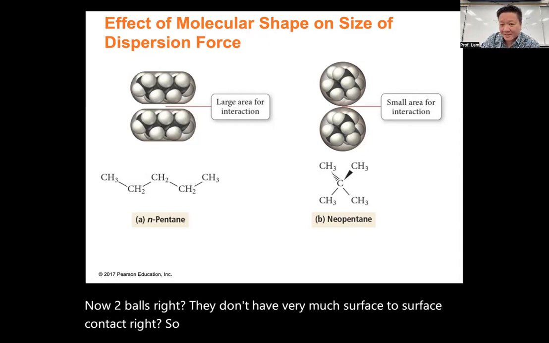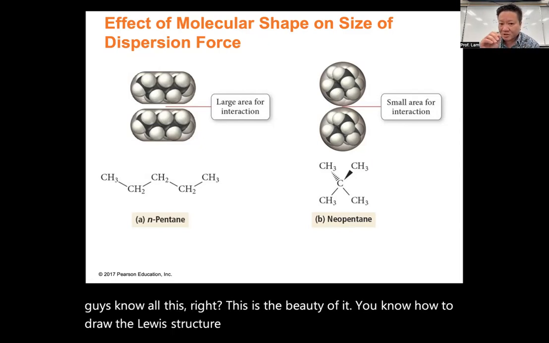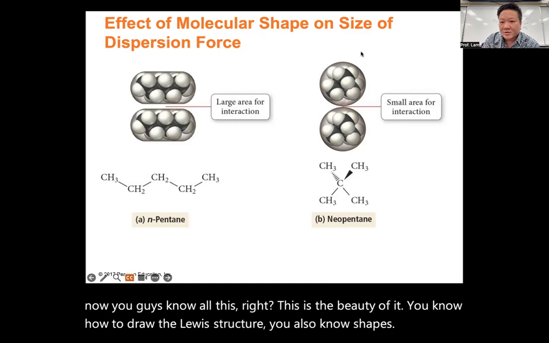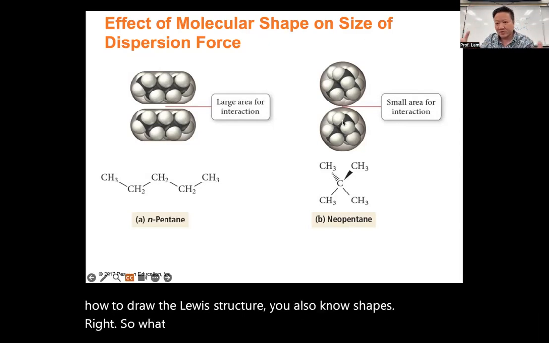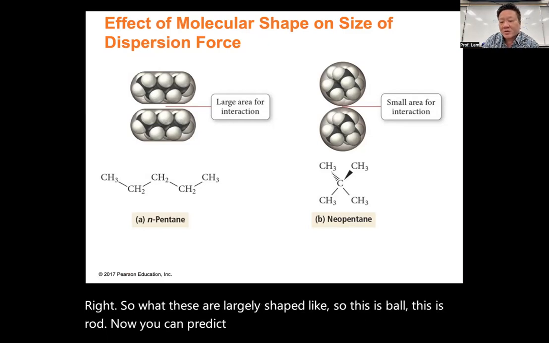So from just looking at the structure, and now you guys know all this, this is the beauty of it. You know how to draw the Lewis structure. You also know shapes, so you know what these are largely shaped like. So this is ball, this is rod. Now you can predict which one is going to have the higher boiling point.